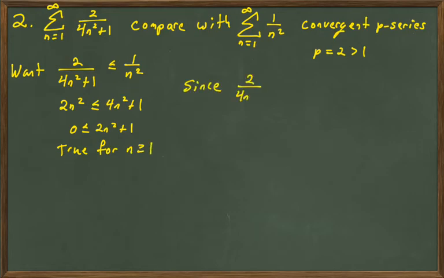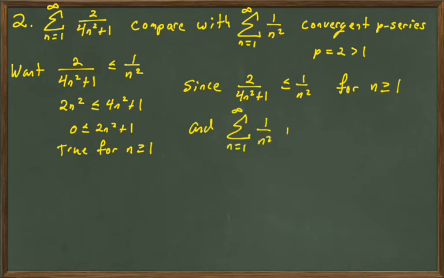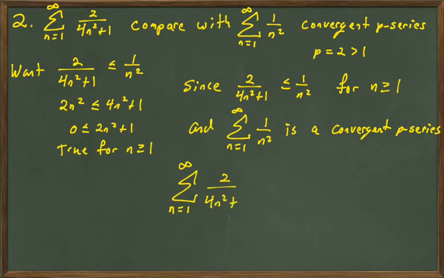And so since 2 over 4n squared plus 1 is less than or equal to 1 over n squared, and certainly the 2 over 4n squared plus 1 is greater than or equal to 0 for all n greater than or equal to 1, and the sum n equals 1 to infinity of 1 over n squared is a convergent p-series, the sum n equals 1 to infinity of 2 over 4n squared plus 1 is going to converge by the direct comparison test. And we're directly comparing it to the convergent p-series where p is equal to 2.